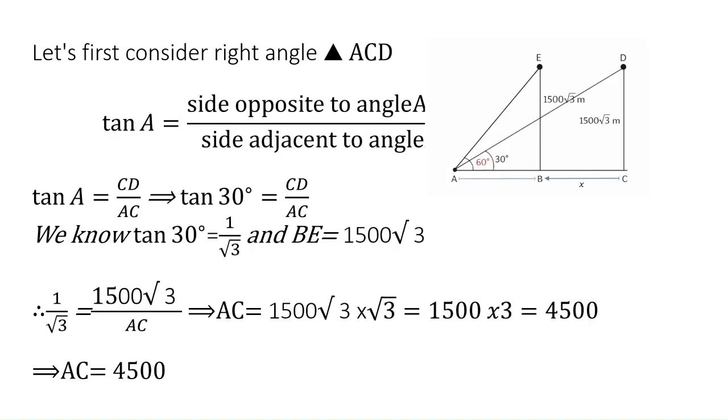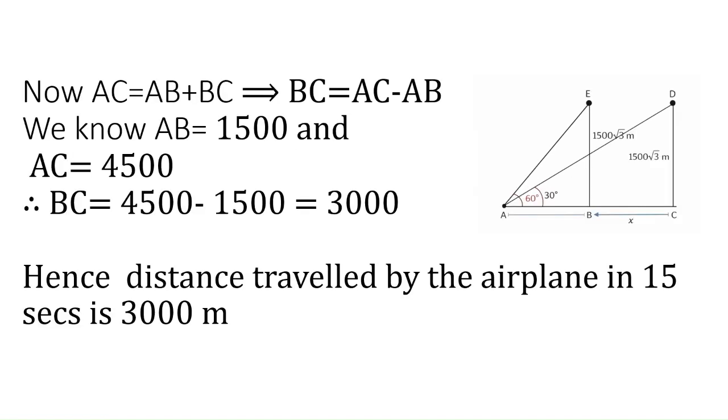Here it is clearly visible that AC is nothing but AB plus BC, based on the journey of the jet plane. So AC is equal to AB plus BC, and BC is equal to AC minus AB. That's what we need: the value of BC, the actual distance traveled by the jet plane in 15 seconds.